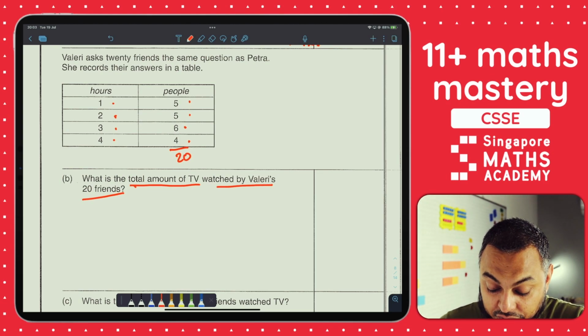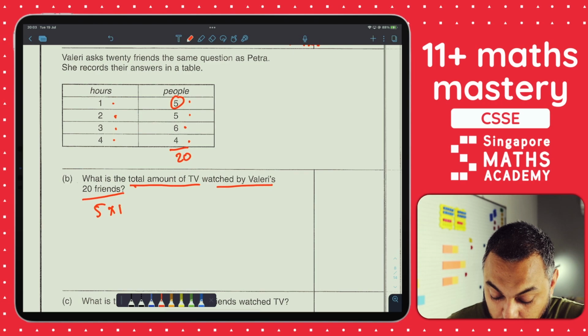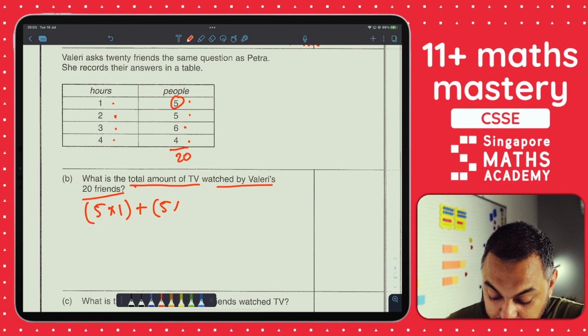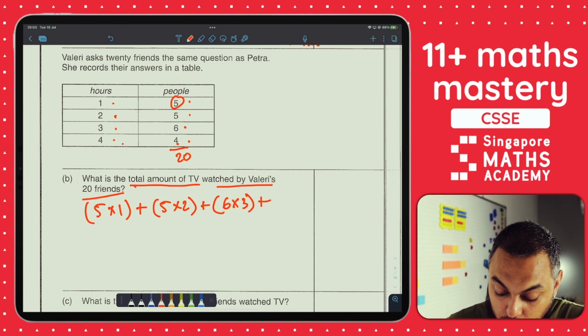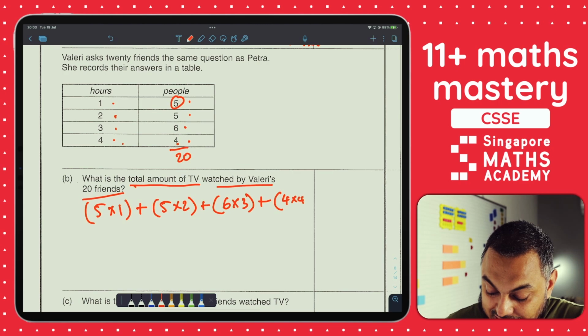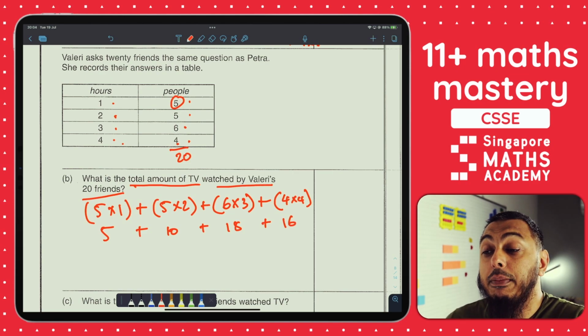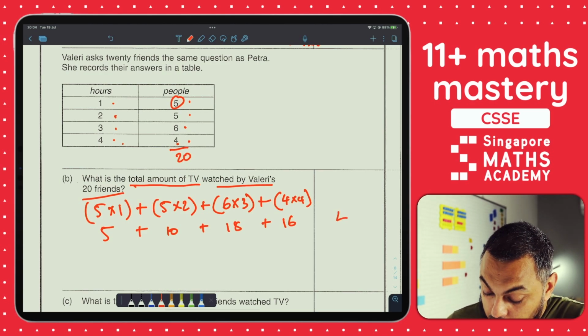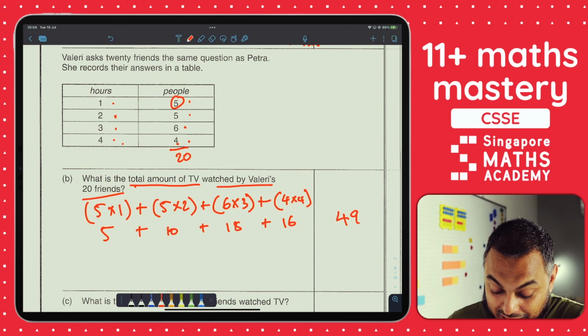So total amount, 5 people said 1 hour, so it'll be 5 times 1 hour. That's going to be 5 hours. Add 5 people said 2 hours, it's going to be 5 times 2 hours. That's 10 hours altogether. 6 people said 3 hours, 6 times 3 hours. That's 18 hours altogether. 4 people said 4 hours, 4 times 4 is 16. So you've got 5, add 10, add 18, add 16. And when you add that together, you get 49 hours altogether. What is the total amount of TV? 49 hours.